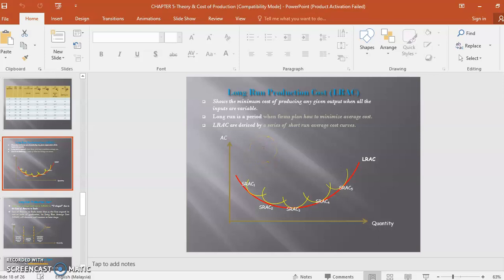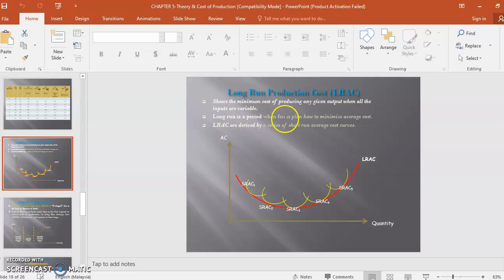Okay, LRAC, long run average cost. So what is meant by long run average cost? It shows the minimum cost of producing any given output when all the inputs are variable. Dia menunjukkan cost yang paling minimum yang boleh dihasilkan oleh output apabila semua input adalah variable, sebab we assume that in the long run production, all inputs are variable.